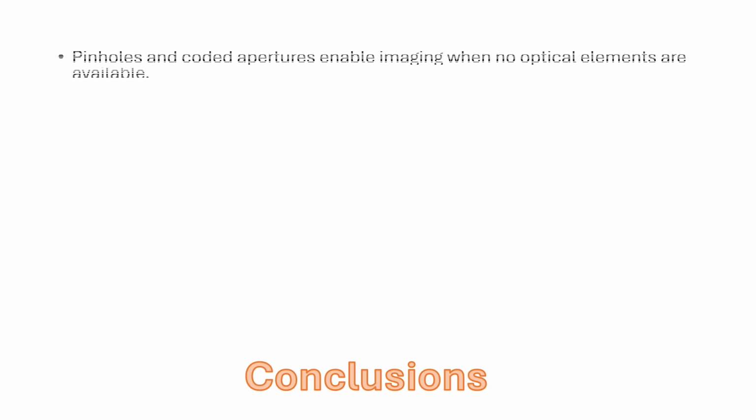There are some conclusions to draw from what we've seen. Pinholes and coded apertures enable imaging when no optical elements are available. So if we can't use a lens, this is coding the visibility as a way for us to create a structure that allows us to image the remote object. The angular resolving power is equal to the size of the pinhole divided by the range to the sensor. If there's code, that A would be the size of the coding element. So the coded aperture doesn't increase the angular resolution, but does improve throughput.